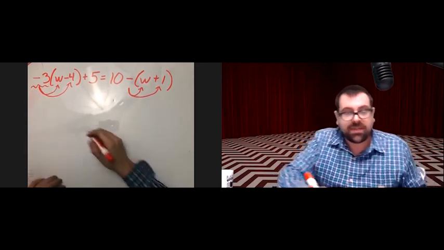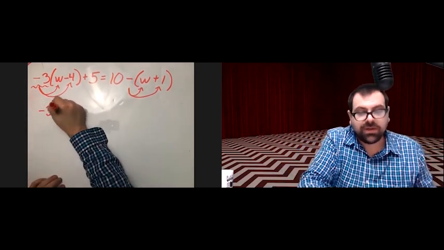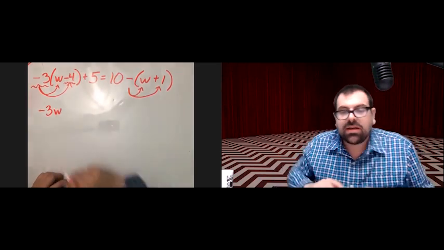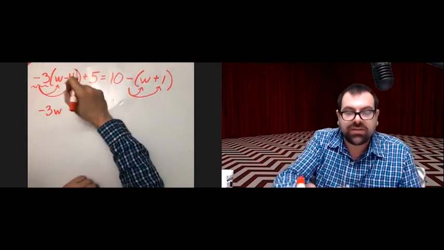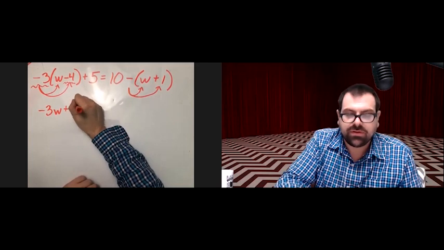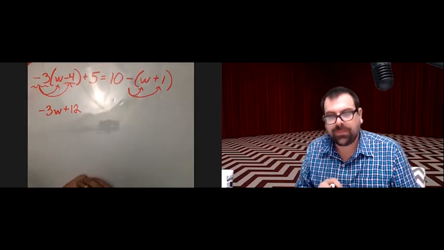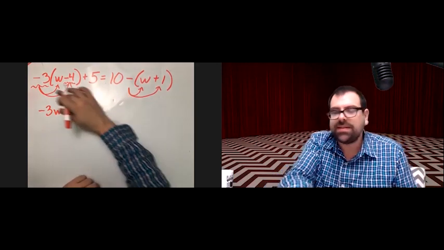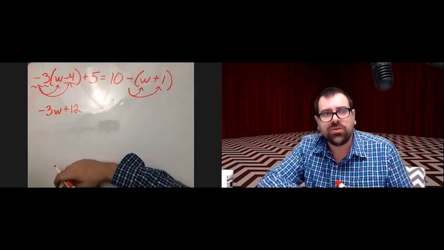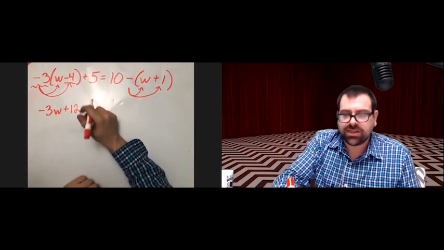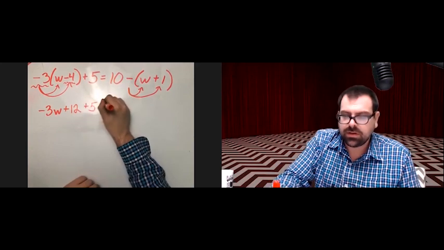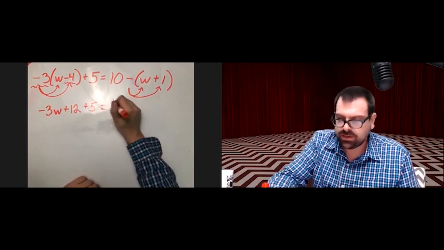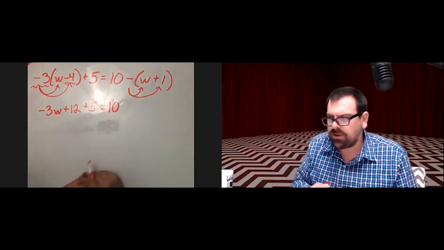Negative 3 times w would be negative 3w. Negative 3 times, the sign goes with it, negative 4. Negative times negative is positive 12. We don't do negative 3 times 5. That 5 is not in the parentheses. It's not involved with the distribution at all. It just carries down. Over on this side, the 10, not involved with the distribution. It's a separate term. It just carries down.